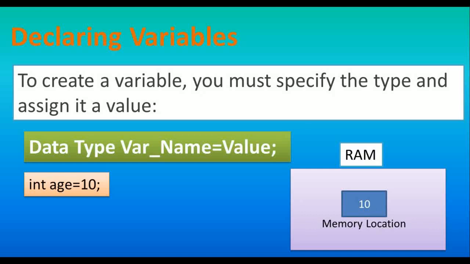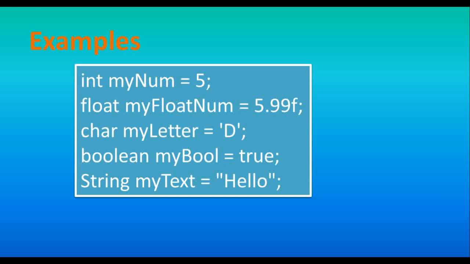So what exactly is a memory location? It can be 1000, 2000, it varies from RAM to RAM. So in that particular location your 10 value is stored. Then the next one is examples of variables.